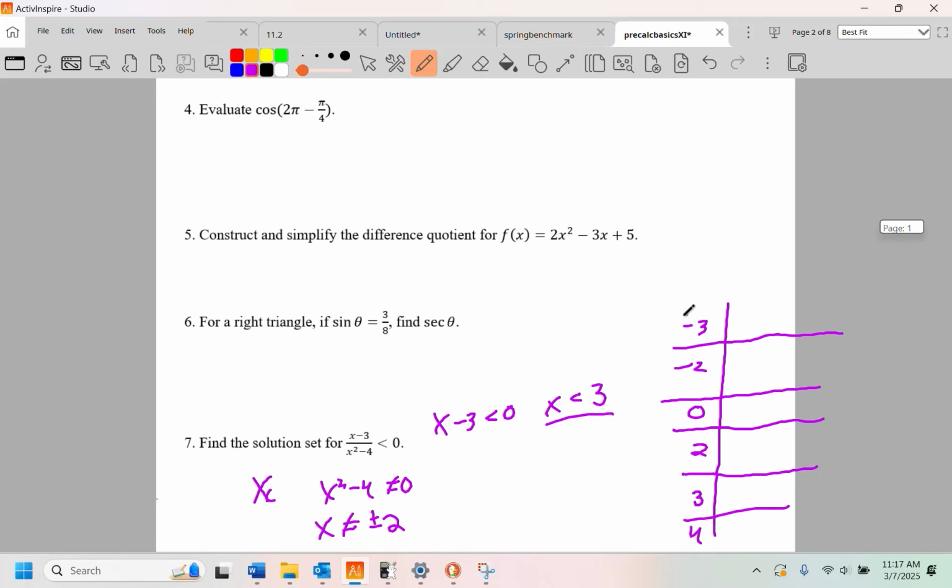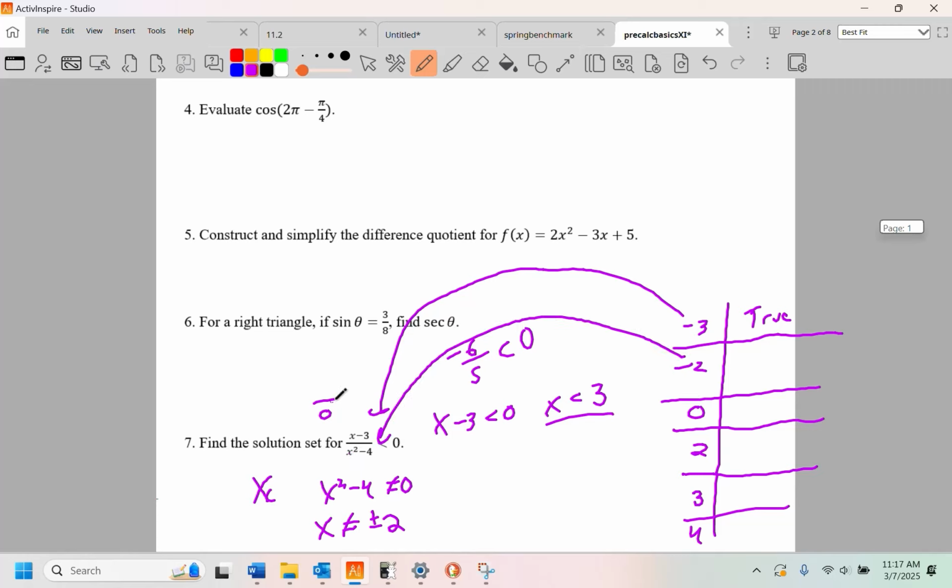If I take a negative 3 and I plug it in, I am at negative 6 over 5, which is, in fact, less than 0. So this is true. If I take a negative 2, I'm going to get something over 0. Hopefully you're paying attention to that, which is undefined. I knew I couldn't be that number, all right? If I plug in a 0, what happens? If I plug in a 0, I have negative 3 over 0 squared minus 4. So I have negative 3 over negative 4, which is 3/4, which is false.